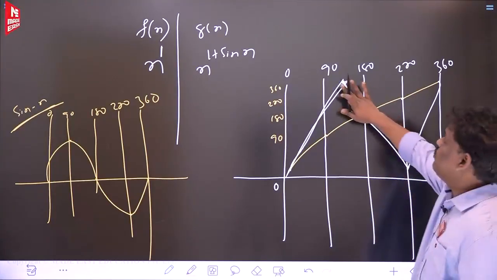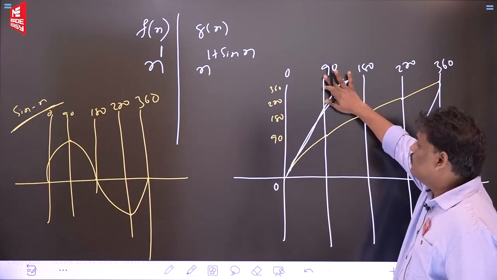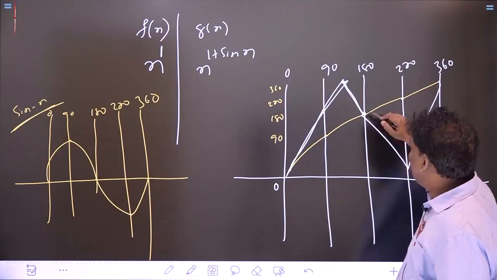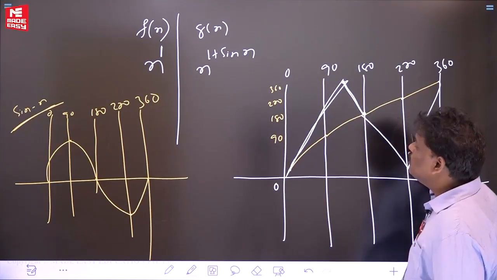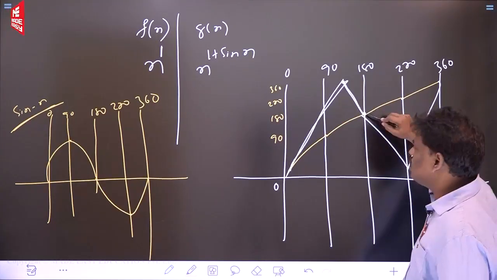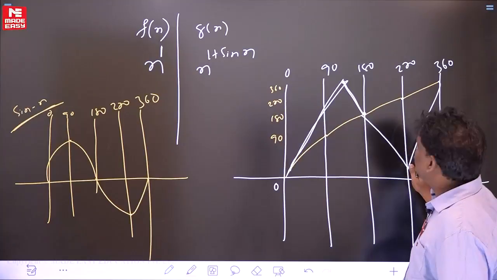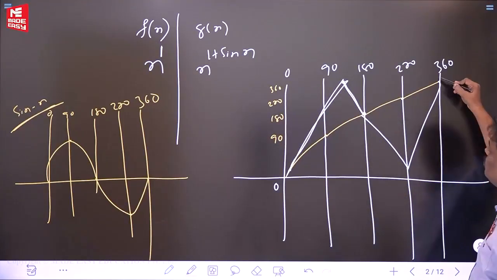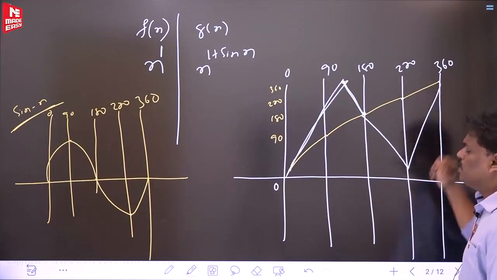So starting, if you observe who is bigger, G is bigger, afterwards both are equal. At 270, who is bigger? I think F of n is bigger. At 360, once again both are equal. I think this behavior keeps on going, right?